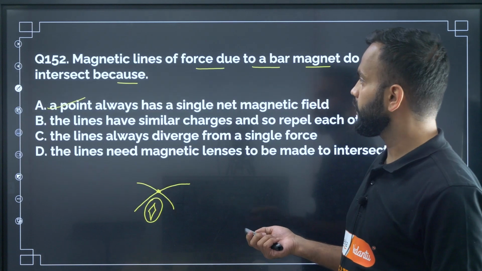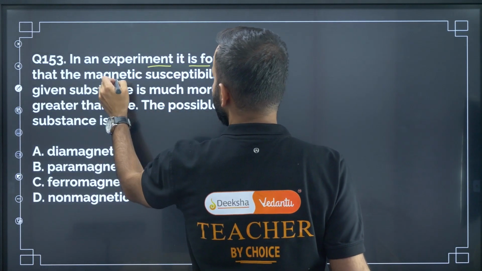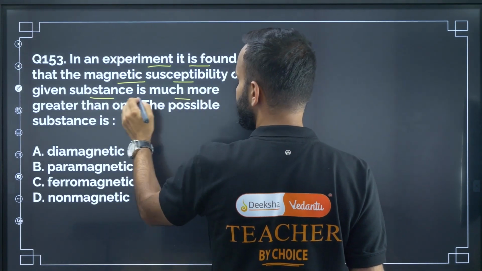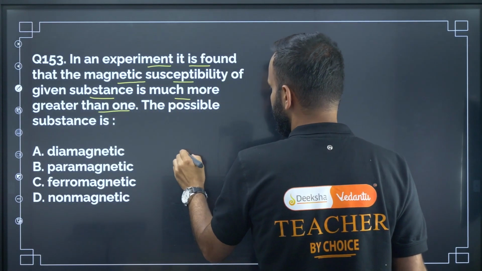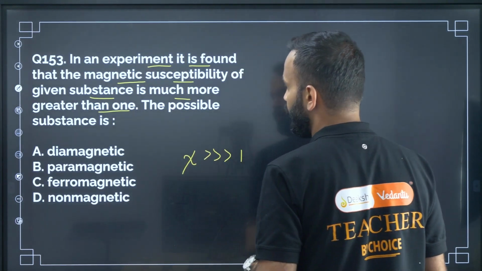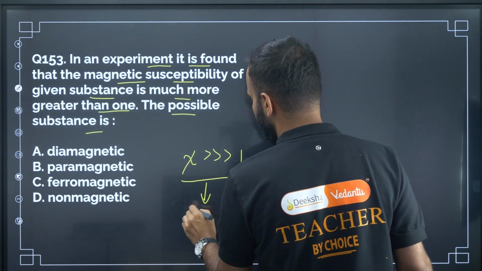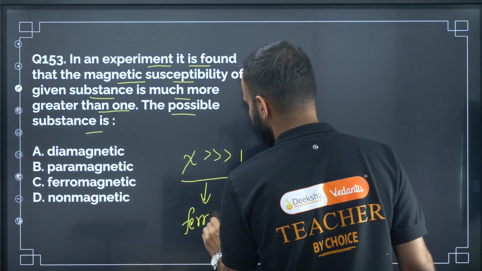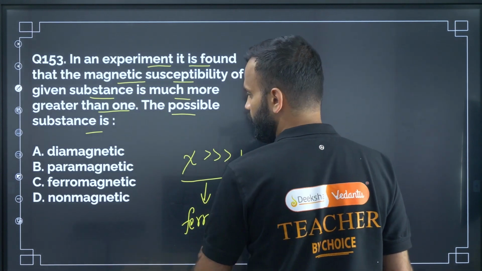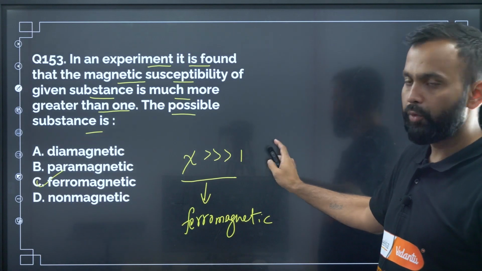Next question, question number 153. In an experiment, it is found that the magnetic susceptibility of a given substance is much greater than 1. The possible substance is ferromagnetic. So the correct option is C. For a ferromagnet, magnetic susceptibility is much greater than 1.